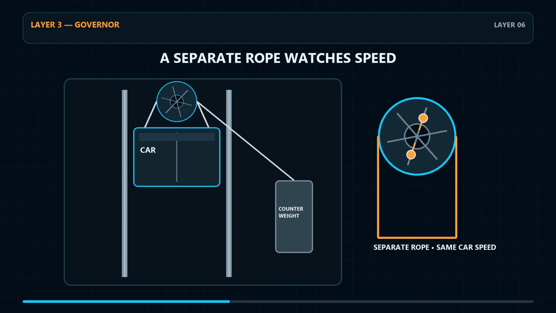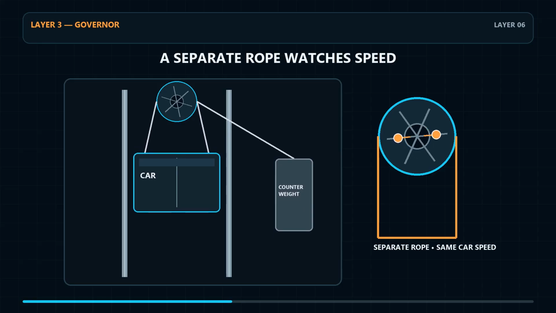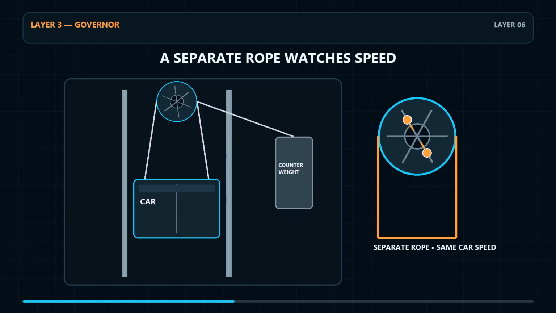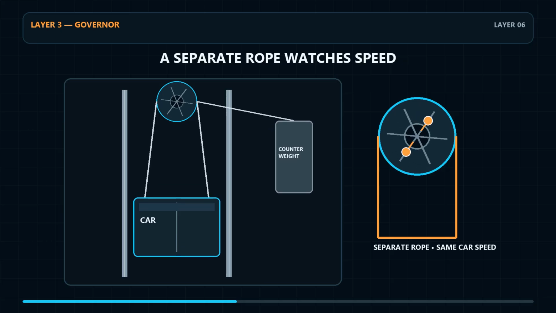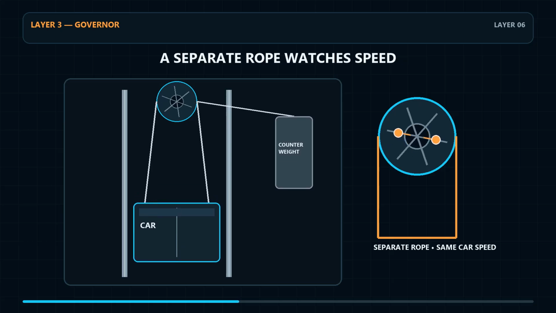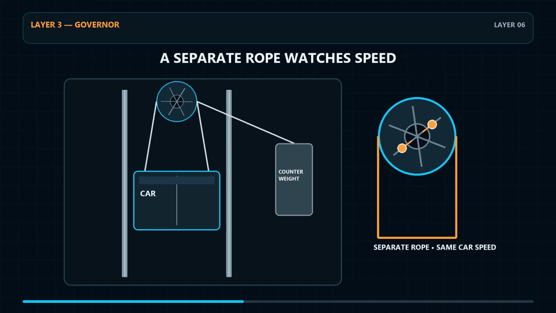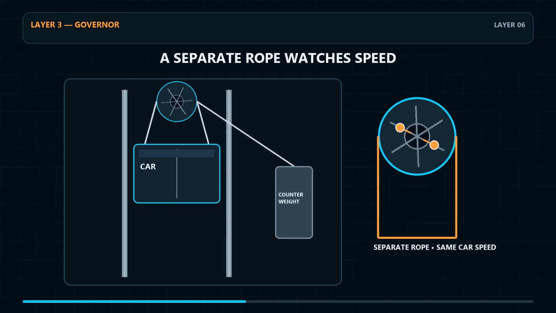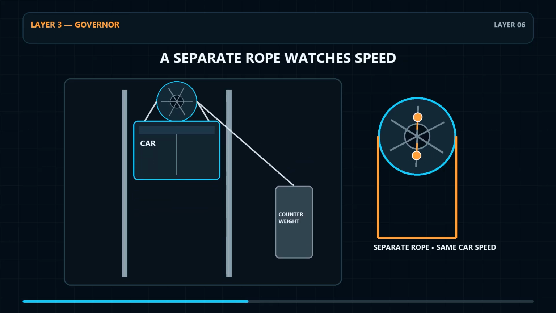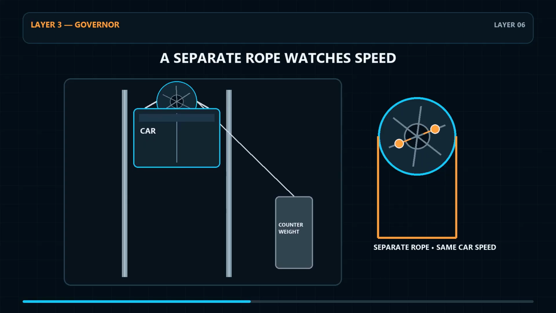A separate governor rope forms a loop through the shaft and is attached to the moving car. As the car travels, the rope turns a governor sheave at a matching speed. It is not one of the suspension members carrying the passenger load, it is a mechanical speed signal. Because the loop follows the car continuously, its rotation directly represents car motion.